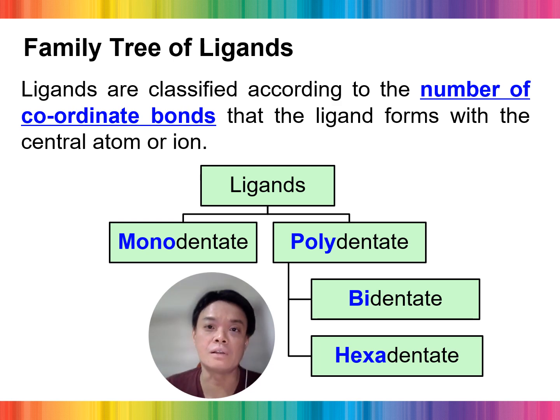Hi, welcome to the third lecture video for transition elements, and we are going to start off from the polydentate ligands here. So we're going to see some examples for the bidentate as well as the hexadentate ligands. All right, let's go.